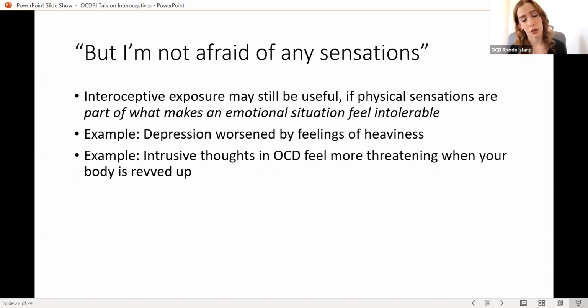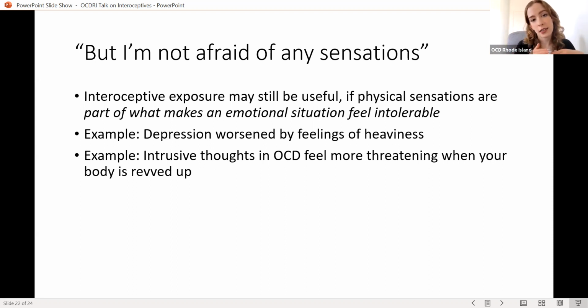And the same may apply to OCD in some cases. Oftentimes, when your body is really revved up, it feels harder to do exposure therapy for your OCD, to do your exposure and response prevention or ritual prevention. Right? And maybe you've experienced this. If you're somebody who's done ERP, you know that it's harder to do exposures on days when you happen to feel nervous or sick or hungover or any sort of physical sensation that makes your body not feel its best.